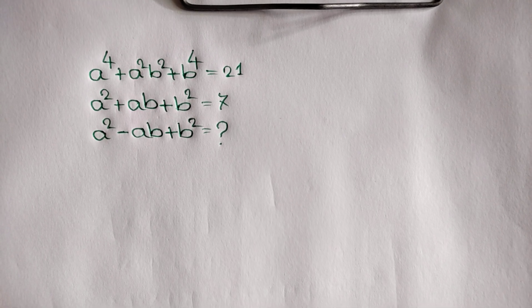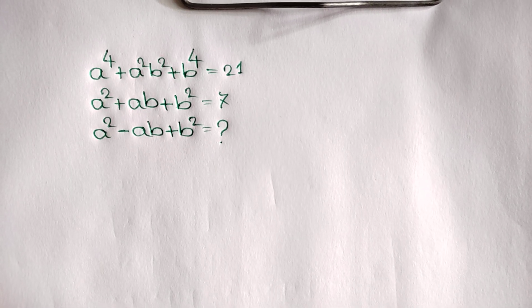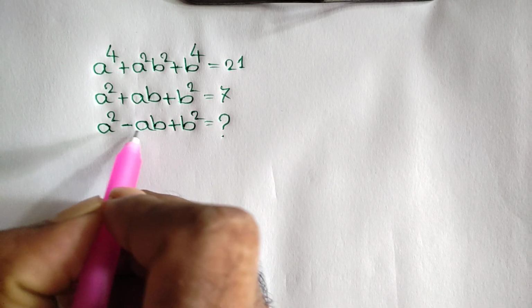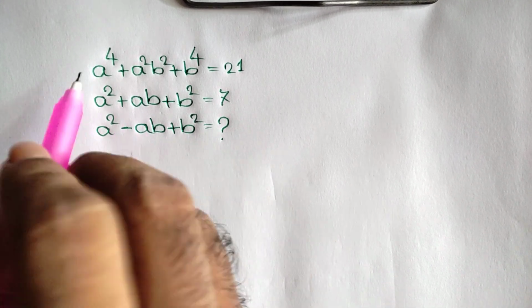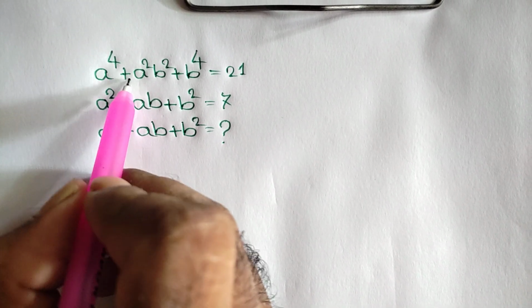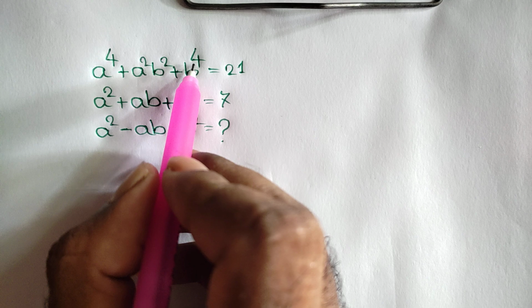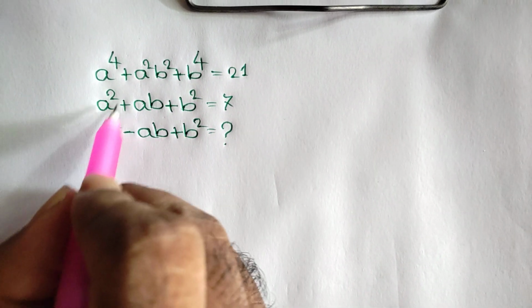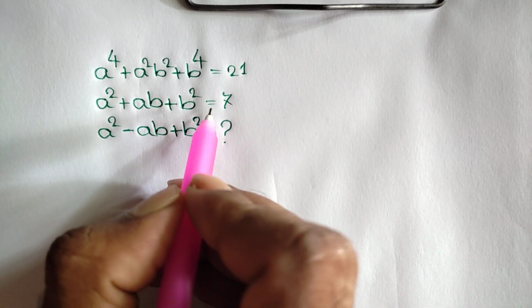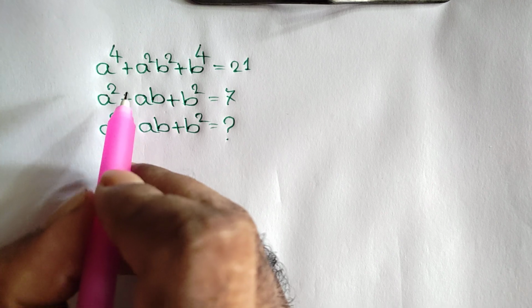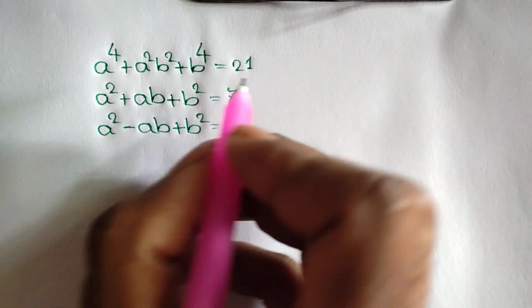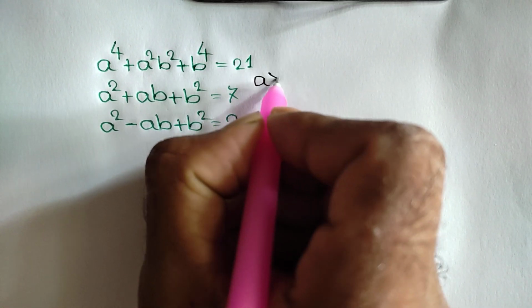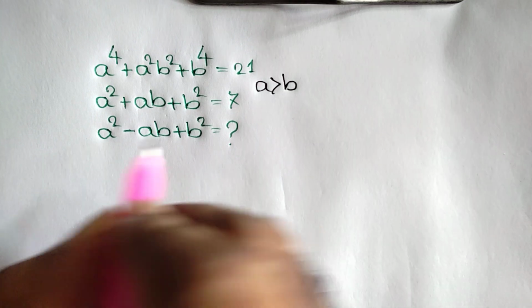Hi everyone, in this video I am going to show how to find the value of a square minus ab plus b square, where a to the power 4 plus a square b square plus b to the power 4 is equal to 21 and a square plus ab plus b square is equal to 7, and a, b are positive and a is greater than b.